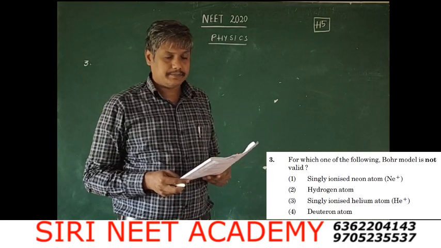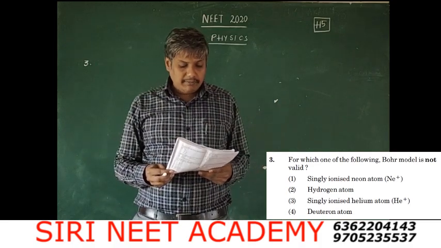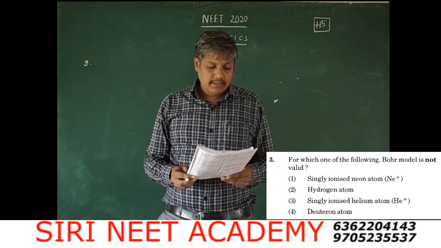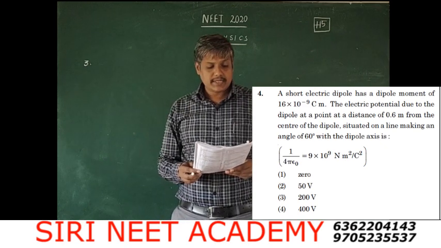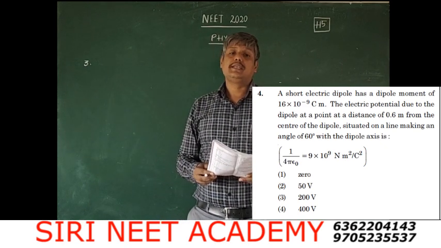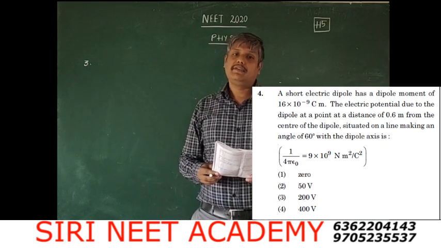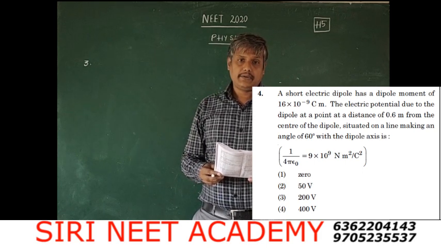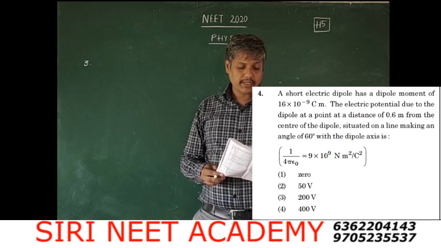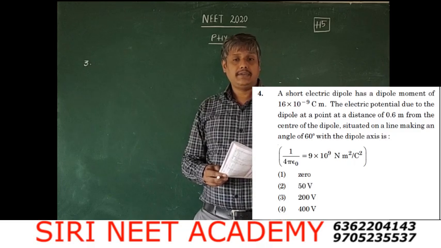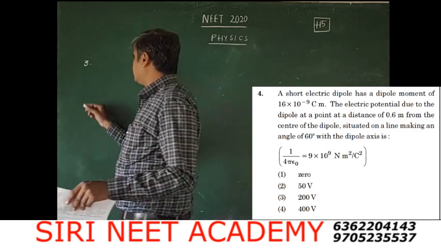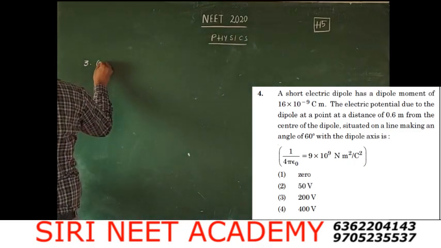The third question: for which one of the following is the Bohr model not valid? So from the options we can say that Bohr's model is applicable only for a singly ionized hydrogen atom. So the option 1 is not a singly ionized hydrogen atom. So the correct answer is the first option.